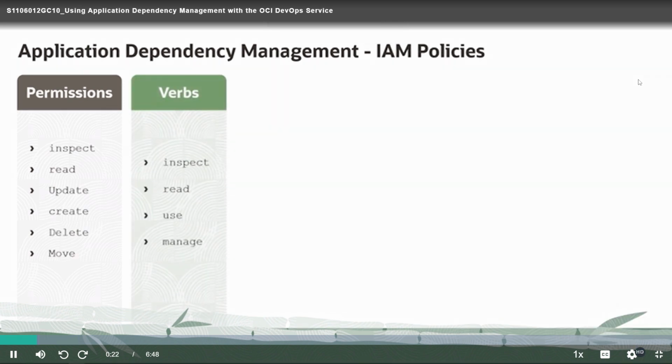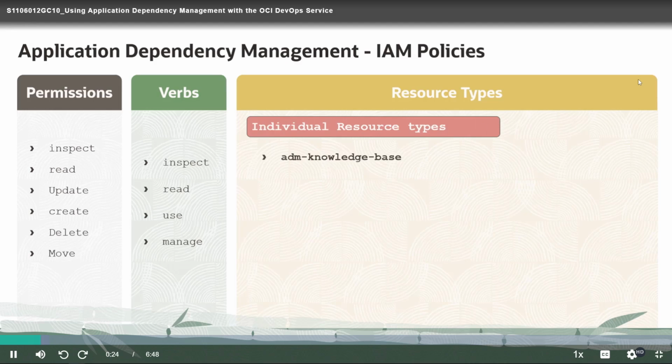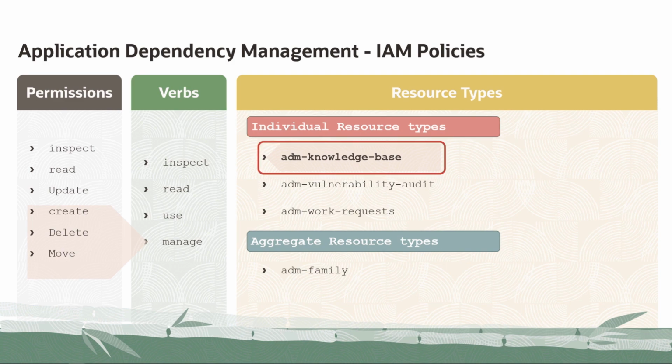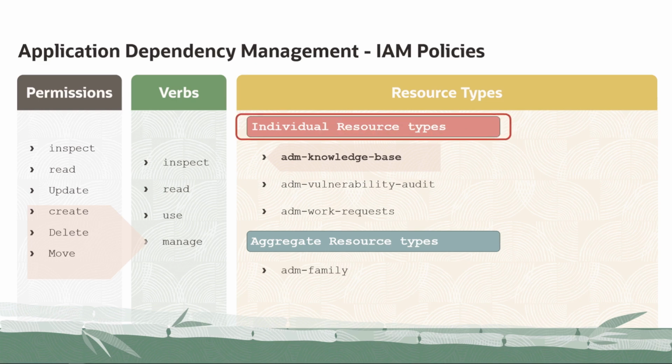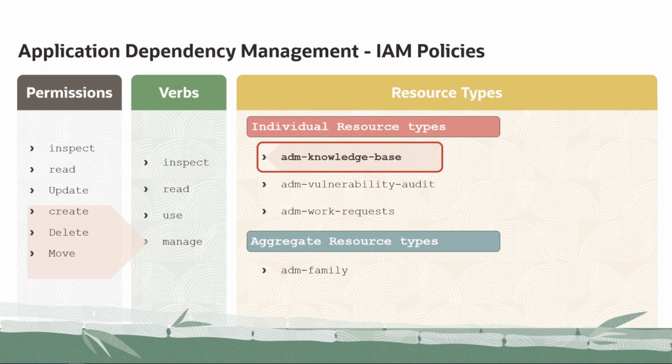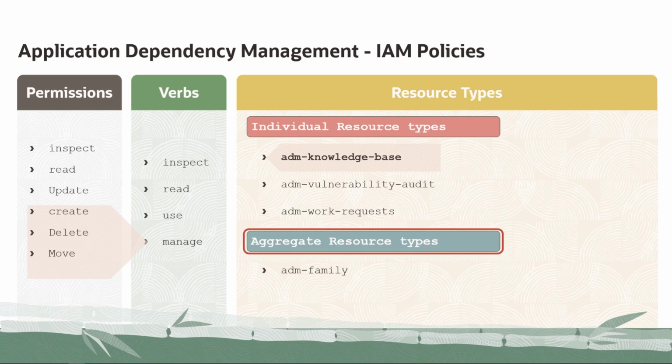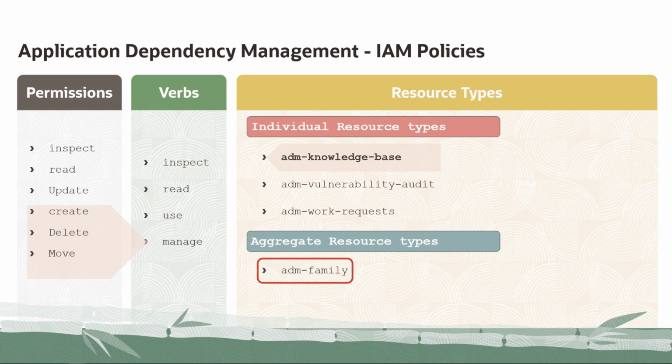dependency management IAM policies. The following slide lists the permissions covered by each of the individual resource types included in the ADM family. The level of access is cumulative as you go from inspect to read to use, and use to manage. As you can see on the screen, individual resource types include ADM knowledge base, ADM vulnerability audit, and ADM work request. You can also go for aggregate resource type, which includes all of these individual resource types, which is labeled as ADM family.